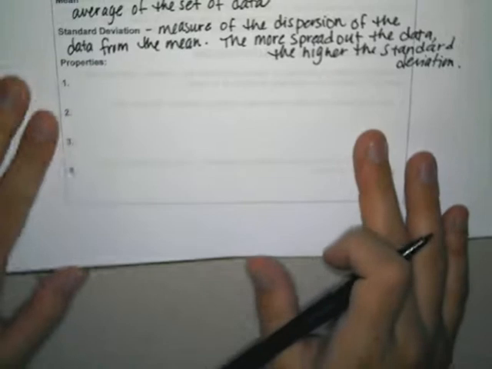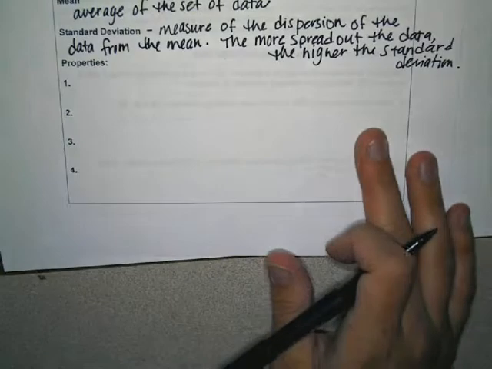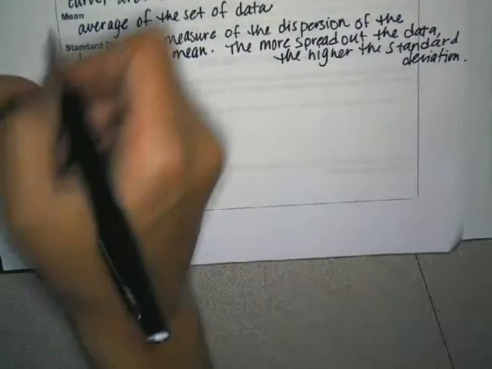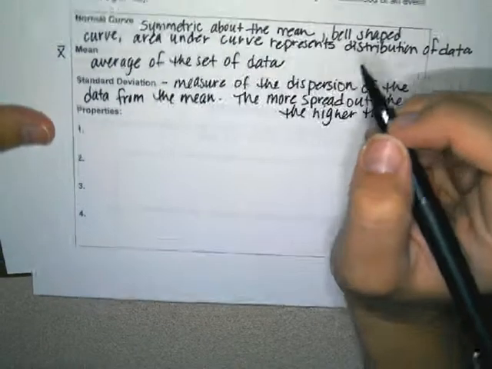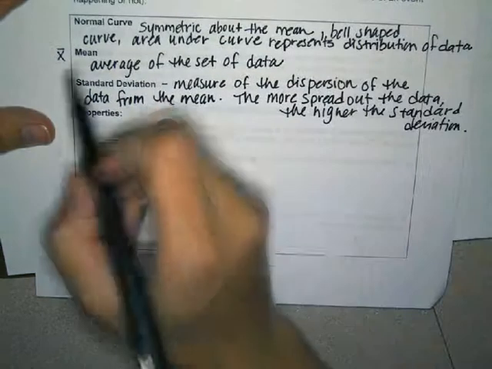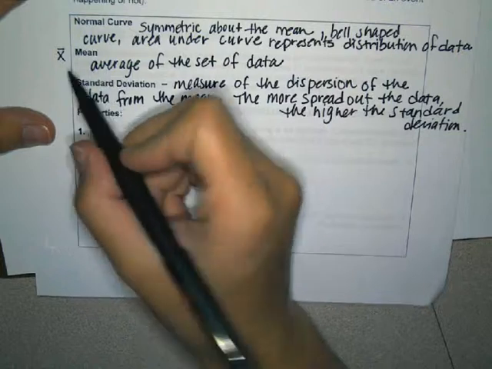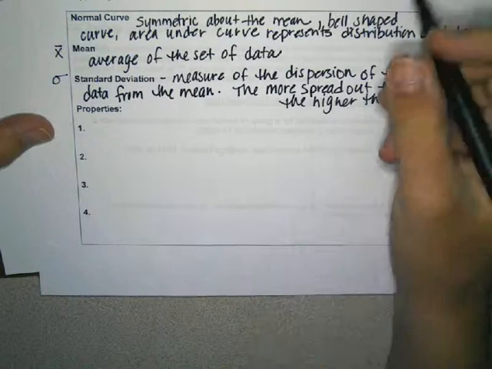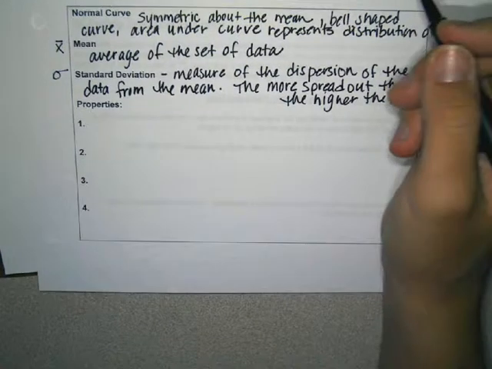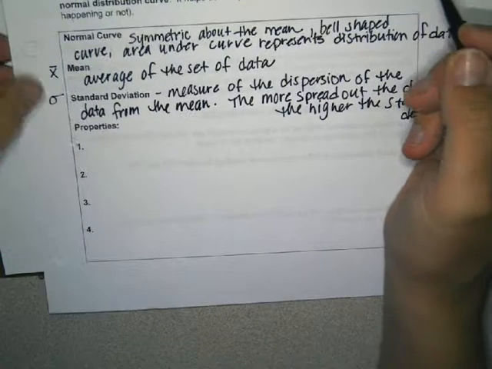So the first property is, and I should give you the symbols for standard deviation. Mean is going to be an X with a line over it. So if you see that in math, that represents that whatever that is equal to is the mean or the average of the set of data. Standard deviation is going to be this symbol. It's like an O with a little line coming off of it. So that's the variable to indicate mean or standard deviation.